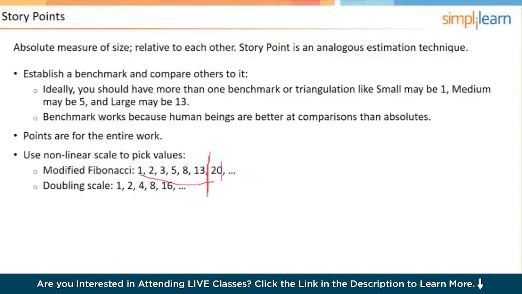If you're doing planning poker, you give everybody 7 cards, 1, 2, 3, 5, 8, 13, and 20. Another nonlinear scale is doubling, 1, 2, 4, 8, 16. You typically don't go too far to the left with the values because that either means that you're being too granular or you've got stories that are probably too big and they need to be disaggregated.